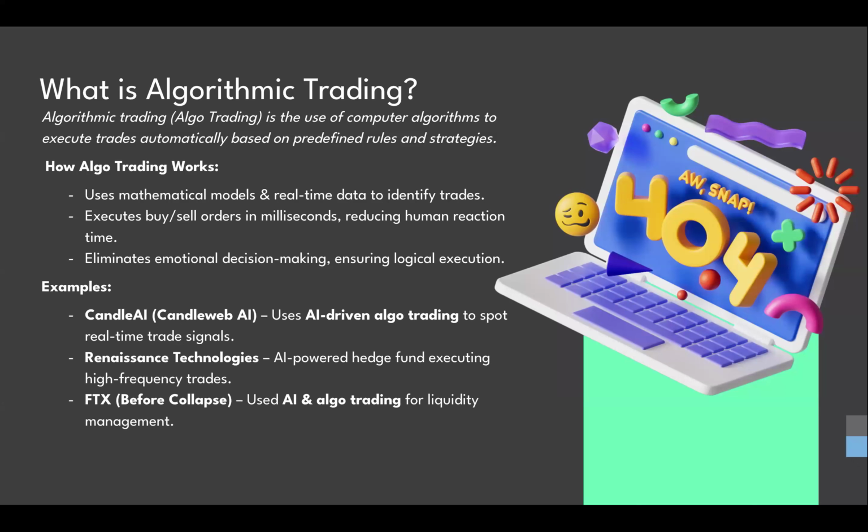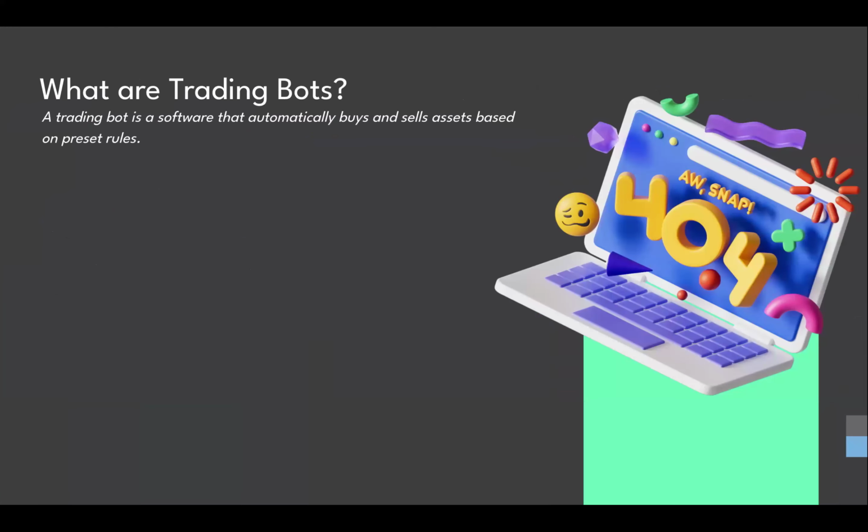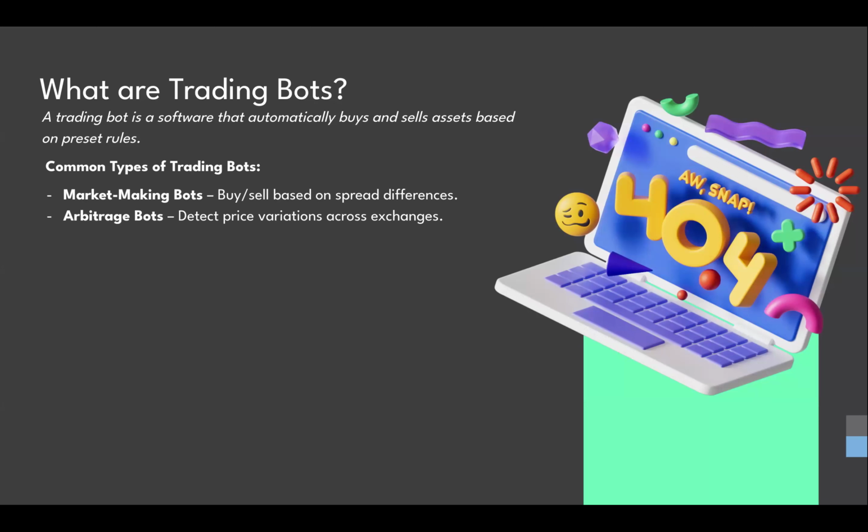So the AI is all about what you actually want to use it for. And one other term is trading bots. Trading bots are software that automatically buy and sell assets based on preset rules that you've defined for them. Common types are market making bots, which just buy and sell on a spread difference based on whatever spread you've defined for them. Then we have arbitrage bots, which detect price variations across different exchanges, assets or markets in order to look for buying and selling opportunities.